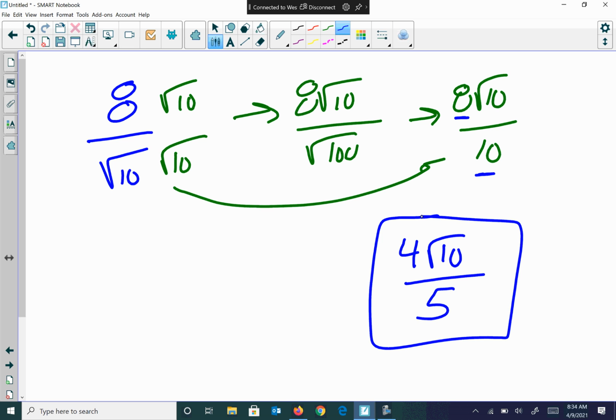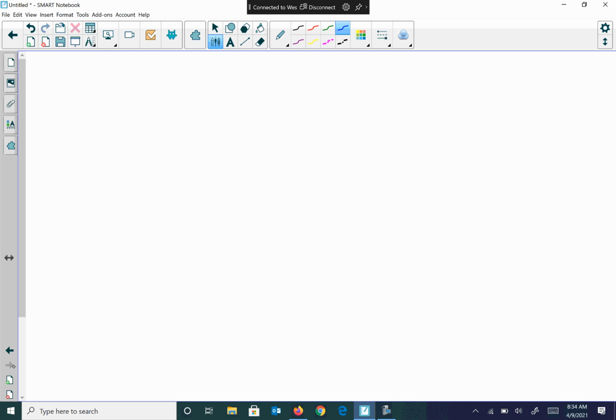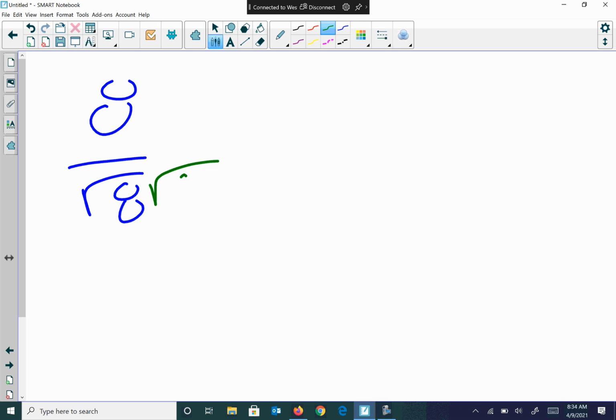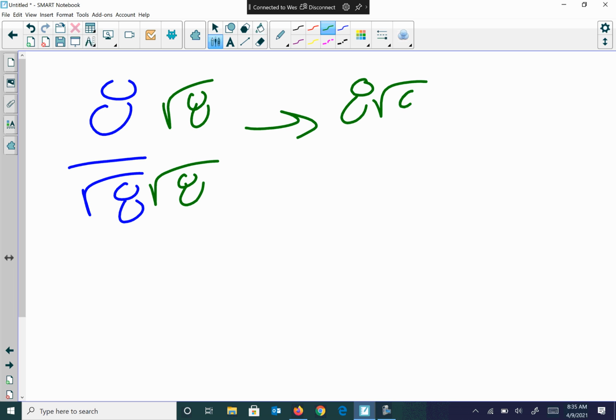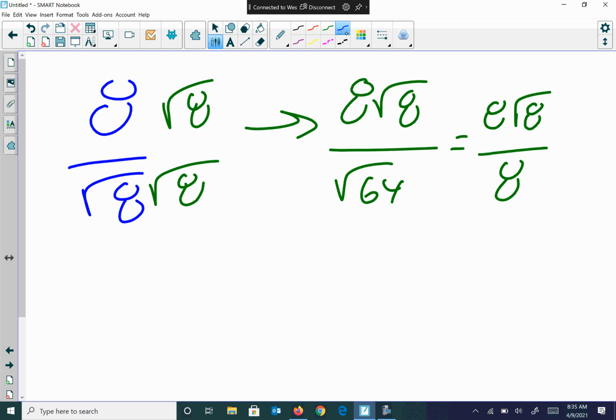Okay? Yeah. What if my question is 8 over root 8? Ooh. How would that work out? Oh, yeah, let's take a look at that. Let's see. Multiply top and bottom by root 8. So on top that gives me 8 root 8 over root 64. Root 64 is 8. And then, oh, look at that. It would just come out to root 8.